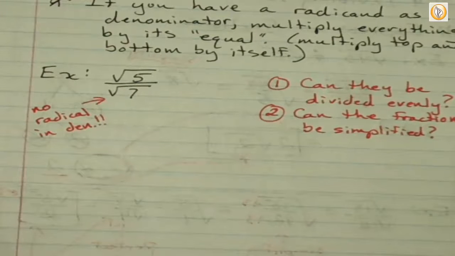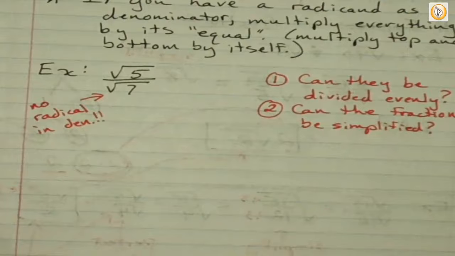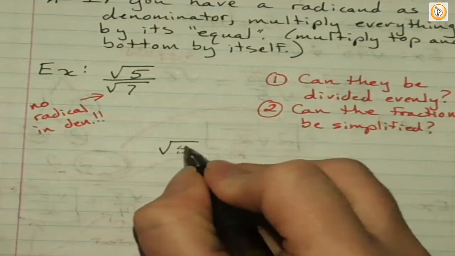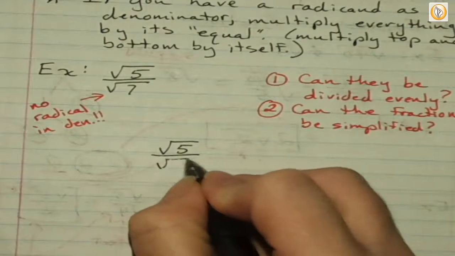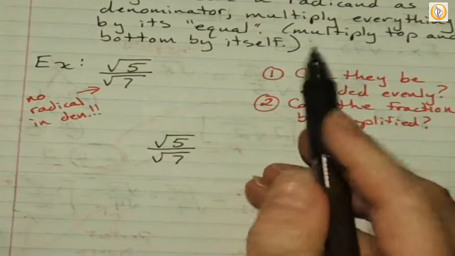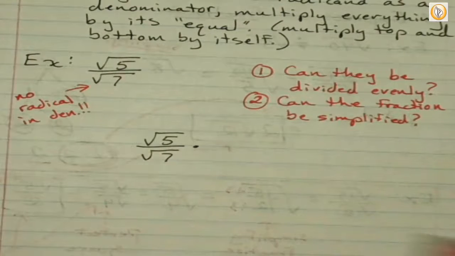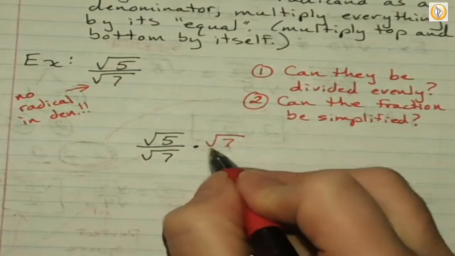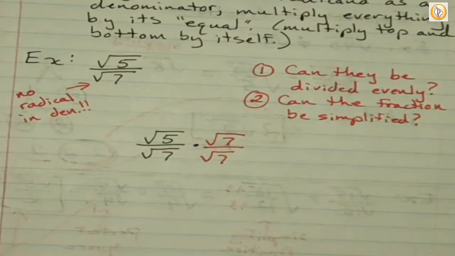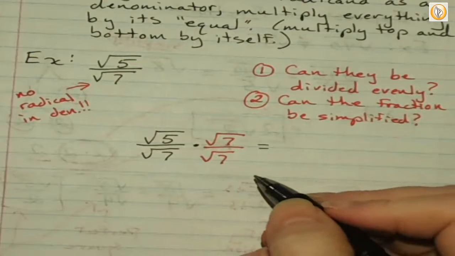Okay, so let me show you how to get rid of it. We're going to do this right here. Multiply top and bottom by itself. So here I have square root of 5 divided by square root of 7. Cannot have that 7 down there, so we're going to multiply the top and bottom by itself to get rid of it.